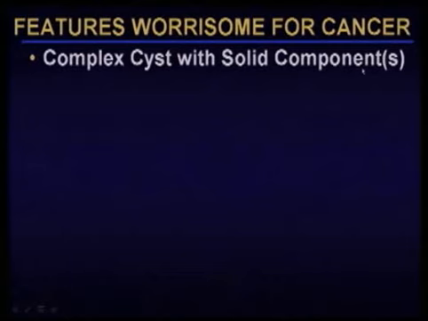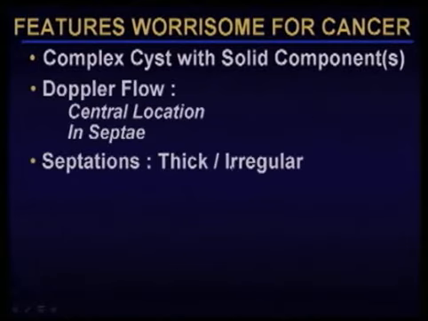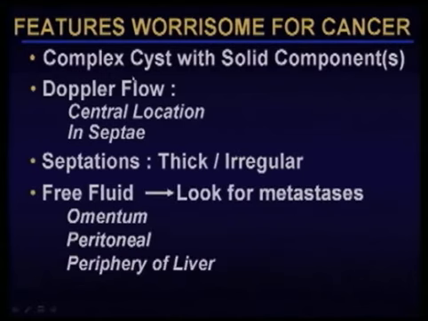So now what about those cysts that we really worry about, the cancers, the malignant neoplasms? Well, these don't look anything like what we've been talking about up to now. If they're complex cysts, they have large solid components. They do have septations, with blood flow in the septation. They have flow in the solid components. They're thick, with irregular septation. Often they're associated with free fluid, and the free fluid carries the malignancy throughout the abdominal cavity.